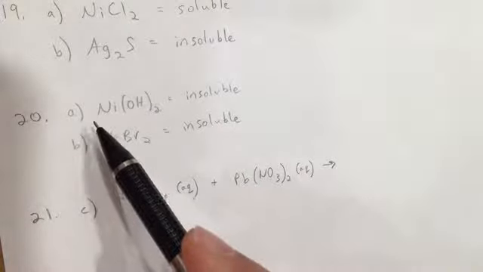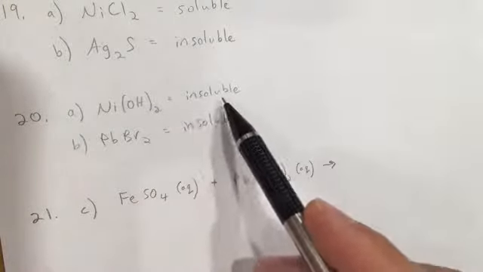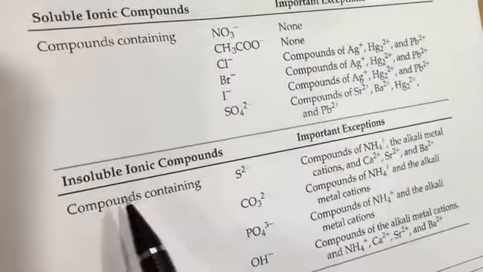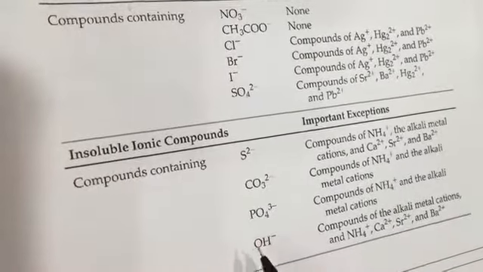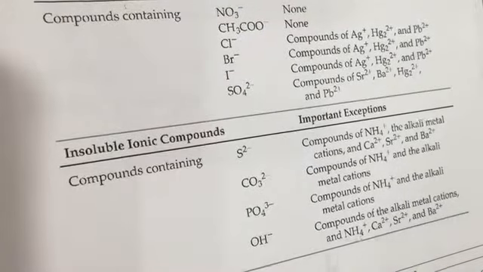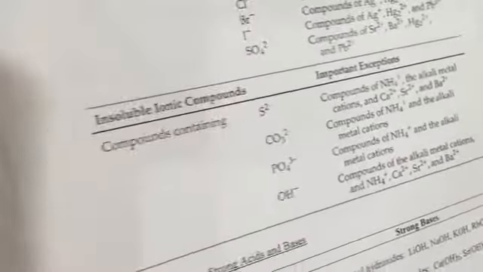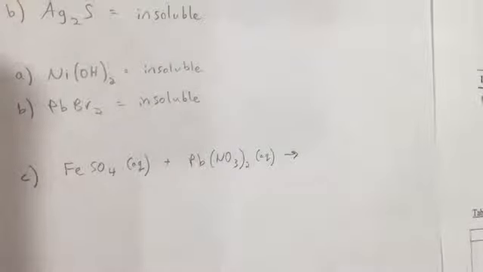With number 20a, nickel hydroxide, that is insoluble. Again, looking at our solubility rules, the insoluble compounds are hydroxides. There's a few exceptions, but not nickel. So nickel hydroxide is insoluble.